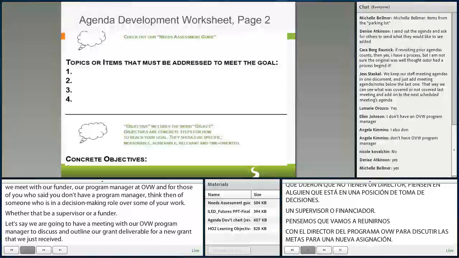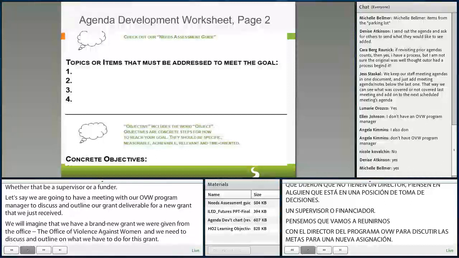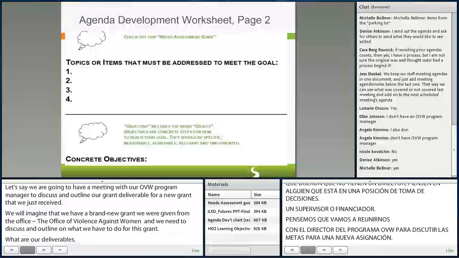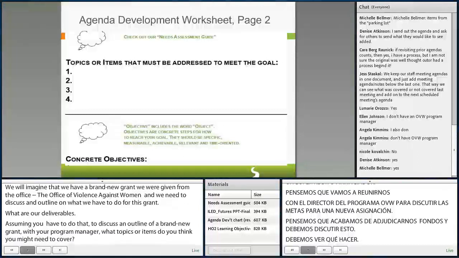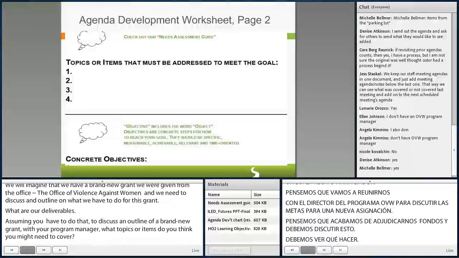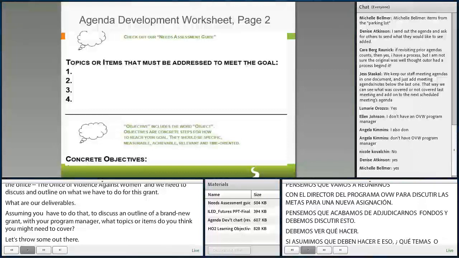What are our deliverables? So assuming that you have to do that to discuss and outline a brand new grant with your program manager, what topics or items do you think you might need to cover? Let's just throw some out there. If you'll use the chat and just name some topics or items that you might want to discuss in that type of a meeting.